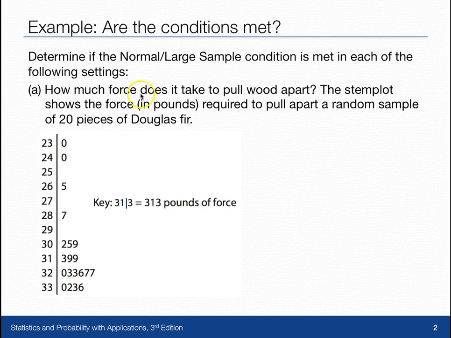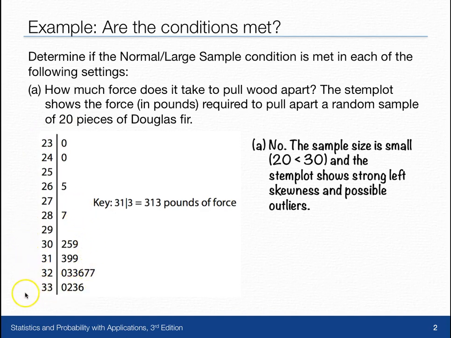So for A, how much force does it take to pull wood apart? The stem plot here shows the force in pounds required to pull apart a random sample of 20 pieces of Douglas fir. Well, in this case, we note there are only 20 pieces. So we don't have a large enough sample size, so we'll need to take a look at the distribution's shape. We can see here that the stem plot shows strong skewness to the left, and there may be some outliers here at about 230 and 240 pounds of force.